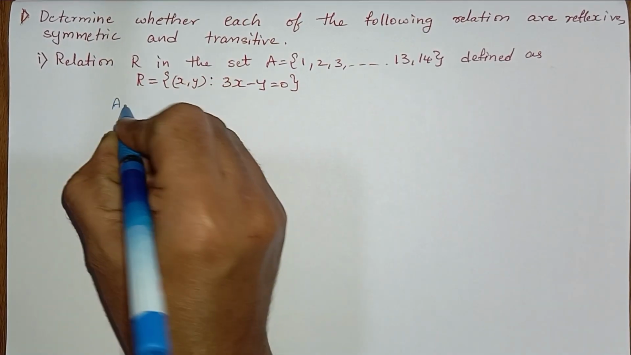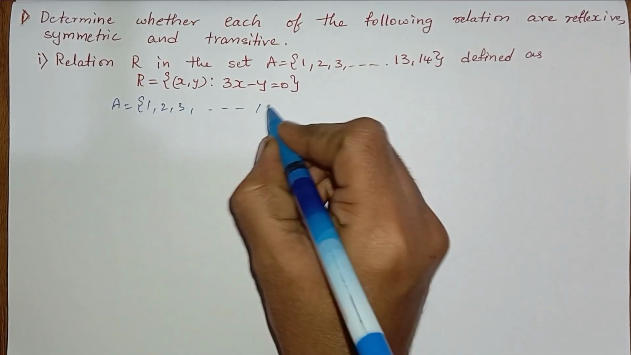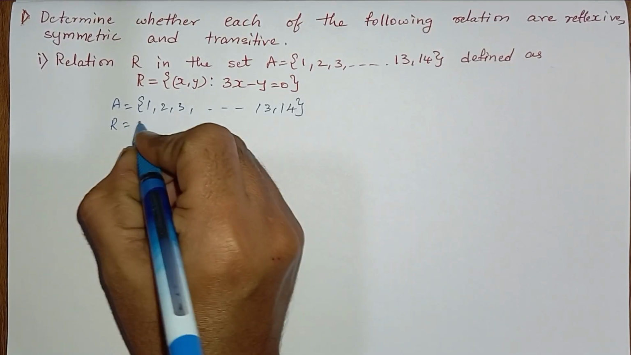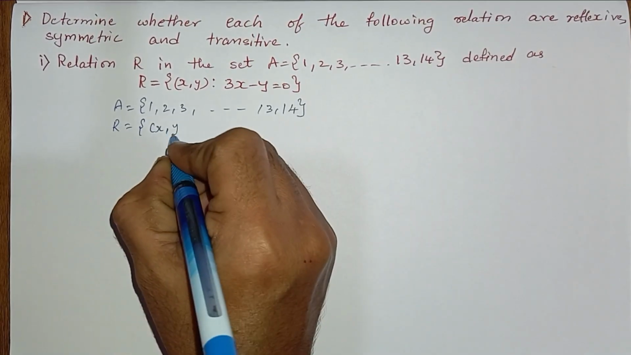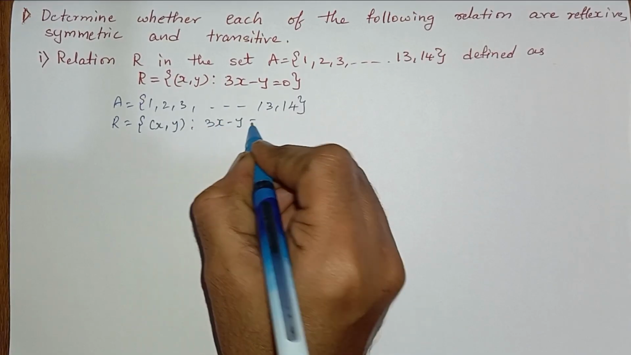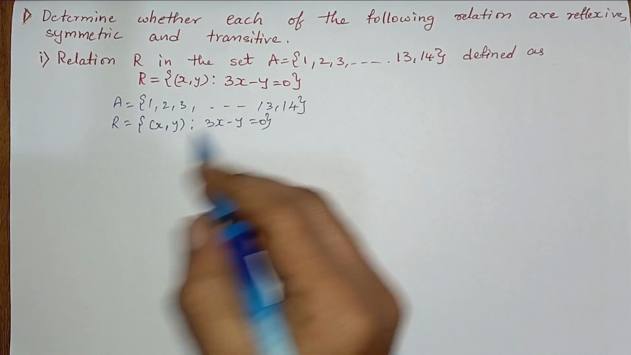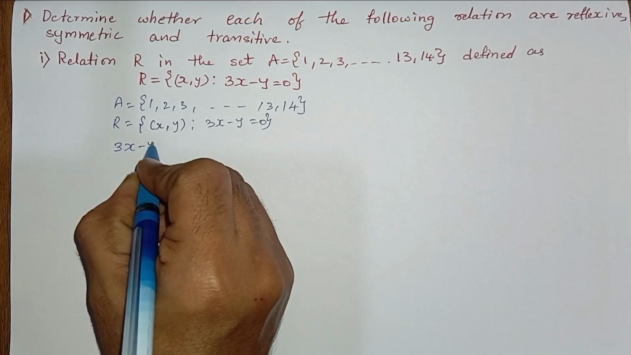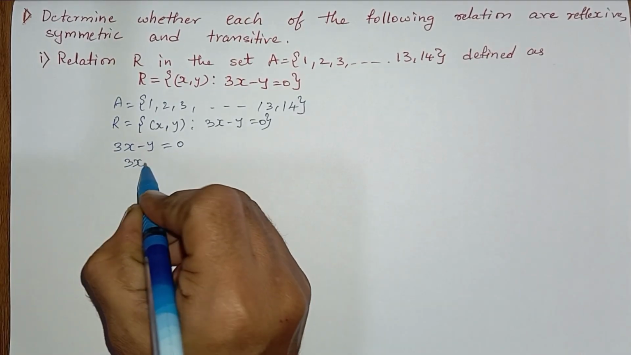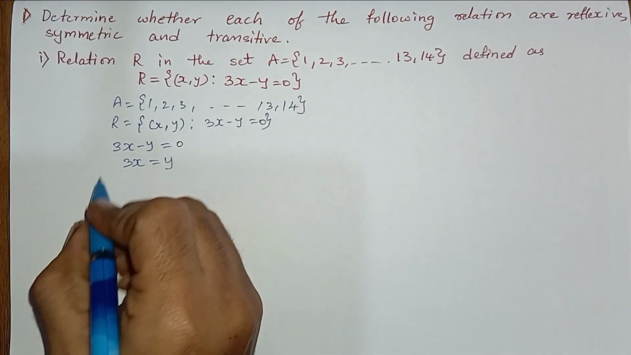So here we have A = {1, 2, 3, ..., 13, 14}, and our relation is given as (x, y) such that 3x minus y is equal to 0. First we'll find the ordered pairs. We will simplify this equation: 3x minus y equals 0 is nothing but 3x equals y. We'll take the values of x and see.